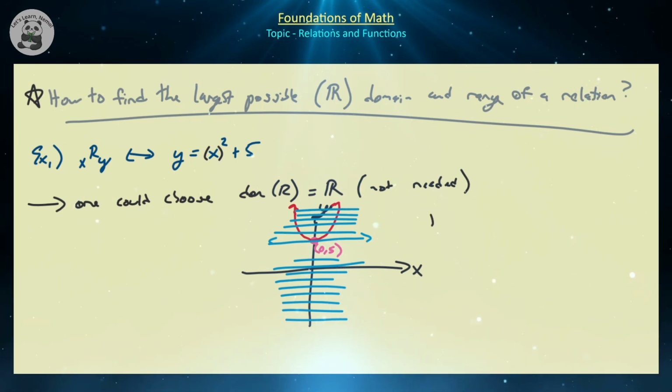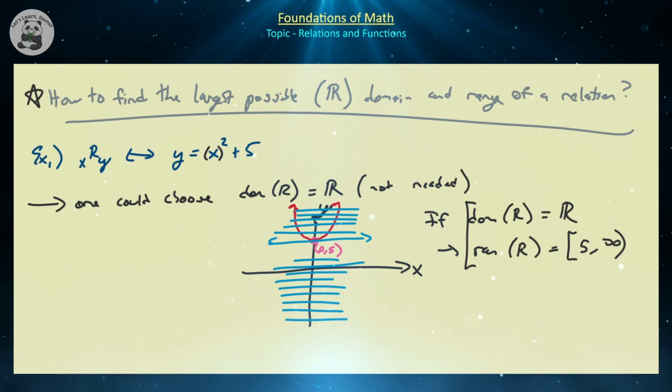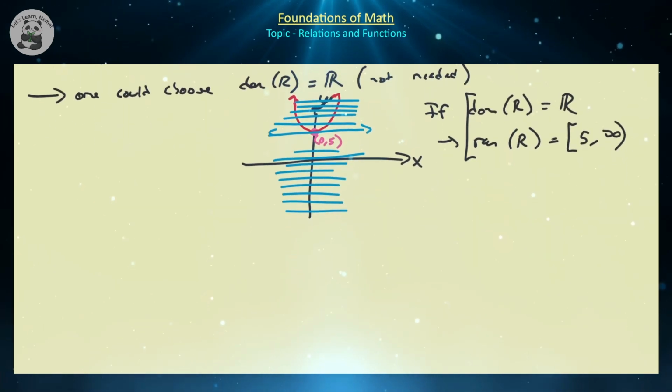So if the domain of this relation is equal to the set of real numbers, then the range of this relation is going to be the continuous interval 5 to infinity. And we can see that just from the graphical representation of this relation. Once you become a little bit more comfortable with the most common relations, you should be able to look at an algebraic function and also be able to see what that actually is, right? But again, we do not have to choose the domain to be equal to R.